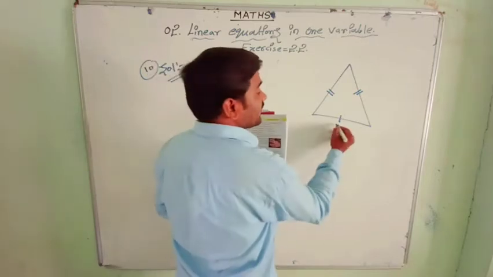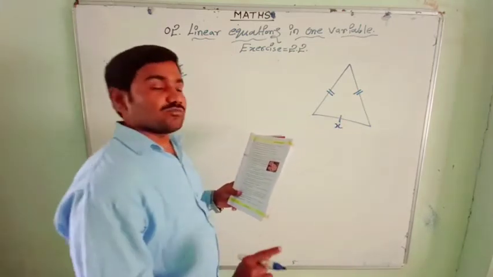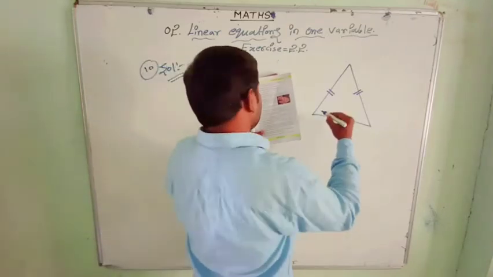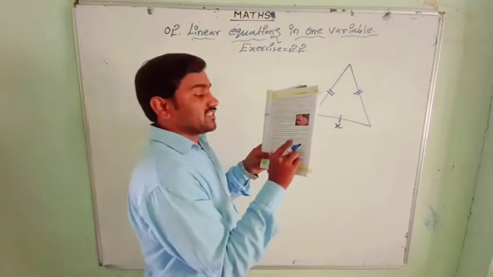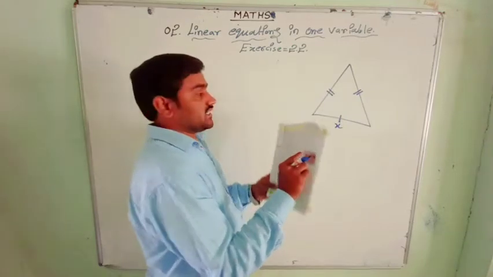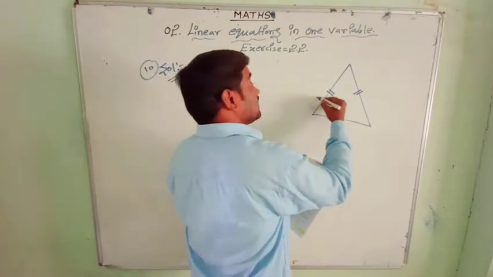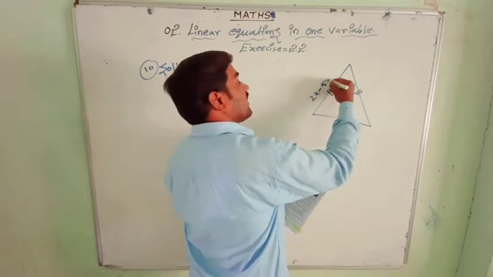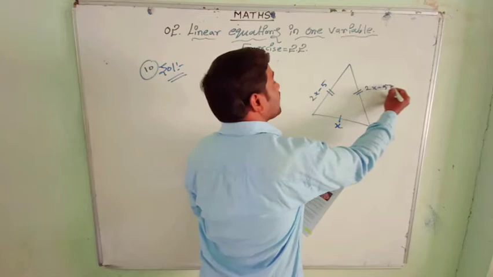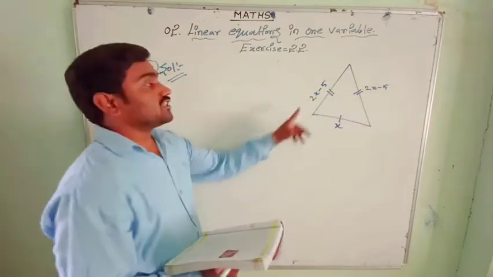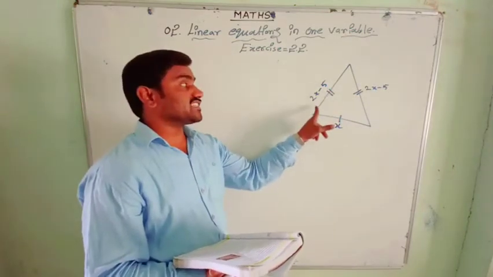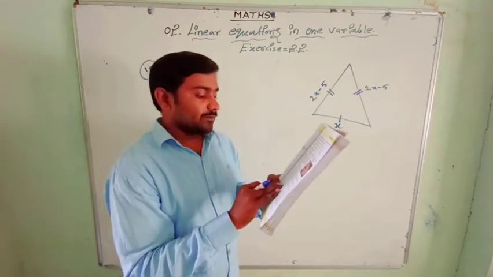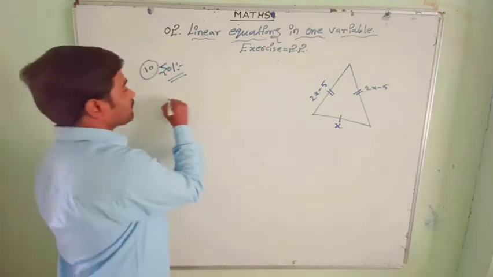Suppose we assume the third side as x, and the remaining two sides are 5 meters less than twice the third side. Twice the third side is 2x, minus 5. Here also 2x minus 5. These two sides are equal and each is 5 meters less than twice the third side. And they have also given the perimeter of the triangle.